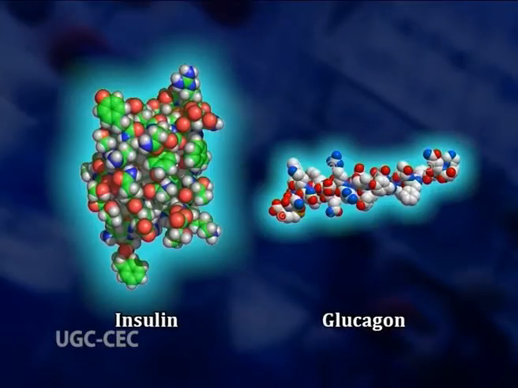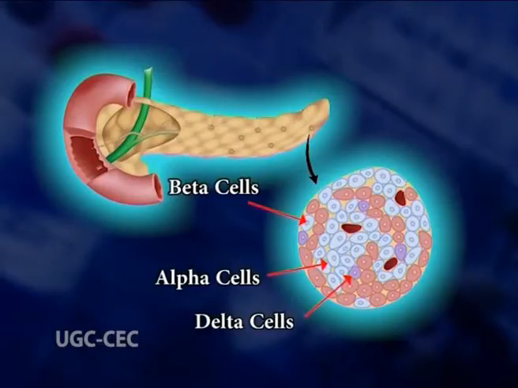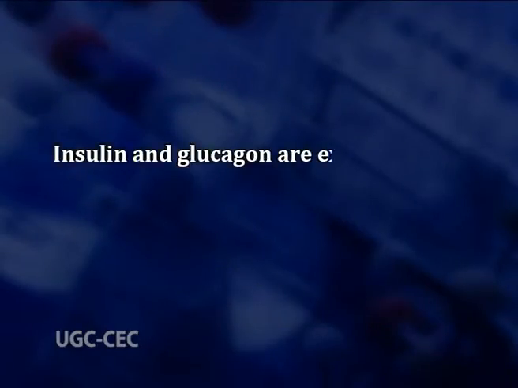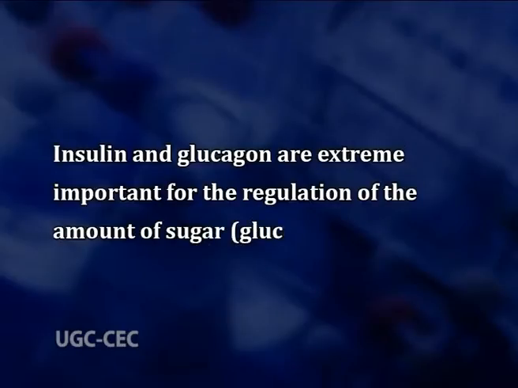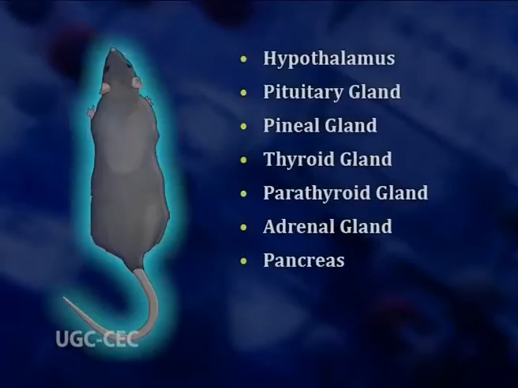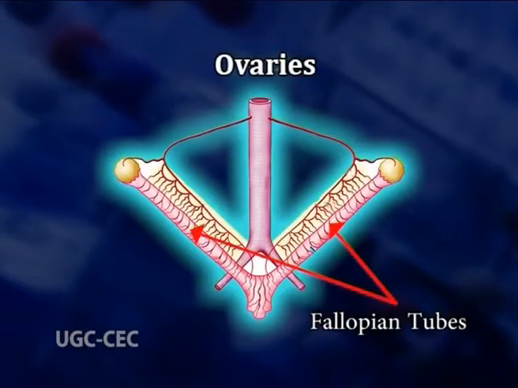Insulin and glucagon protein hormone are respectively secreted by the beta cells followed by alpha cells of the islets of Langerhans. Delta cells secrete a hormone called somatostatin. Insulin and glucagon are extremely important for the regulation of the amount of sugar, that is glucose, in the blood. Eighth is ovaries. The rat ovaries are located on both sides of the uterus below the opening of the fallopian tubes. They are oval or almond shaped.